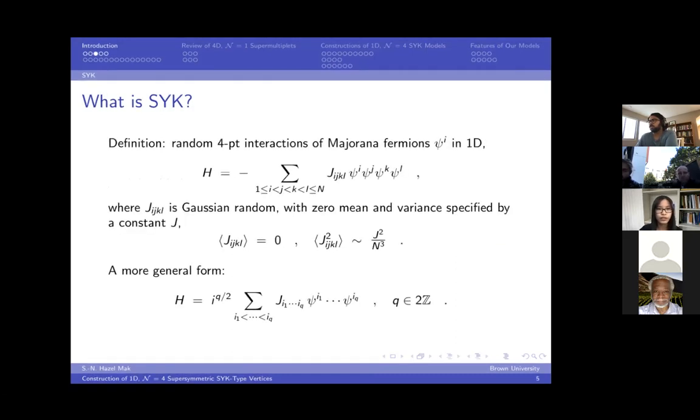This is the definition of the SYK model. We have random 4-point interactions of Majorana fermions in 1D. These fermions are functions of time only. The coupling J is Gaussian random with zero mean and a variance specified by a constant. This is a more general form of it: instead of 4 Majorana fermions, you can have any even number of Majorana fermions.